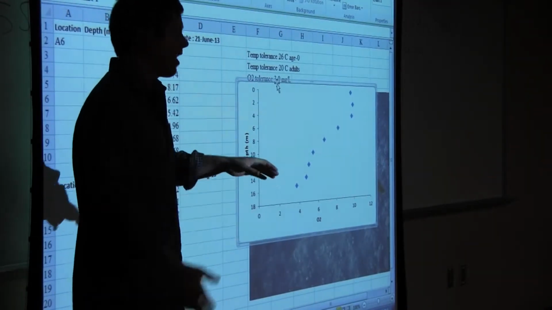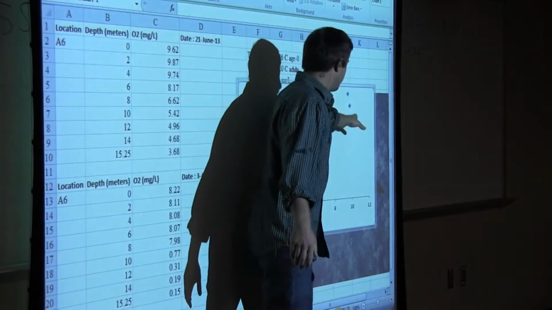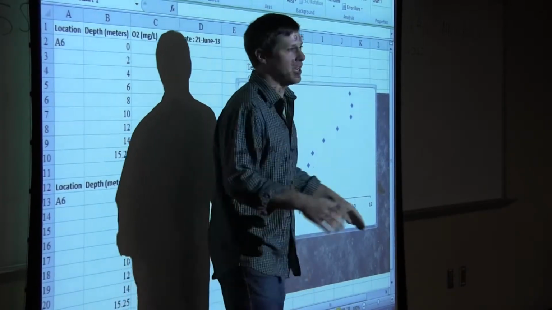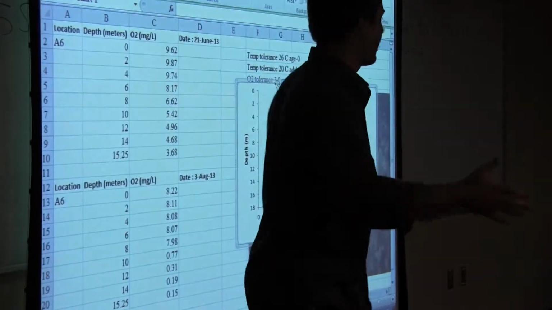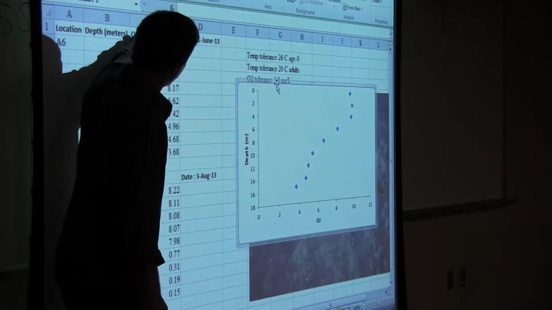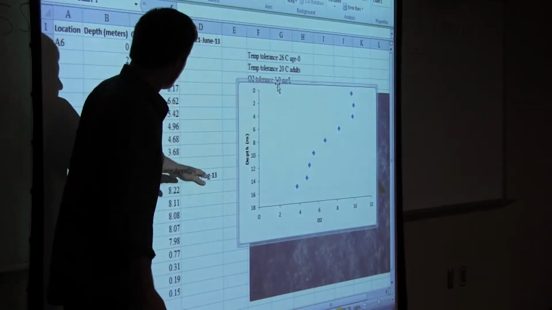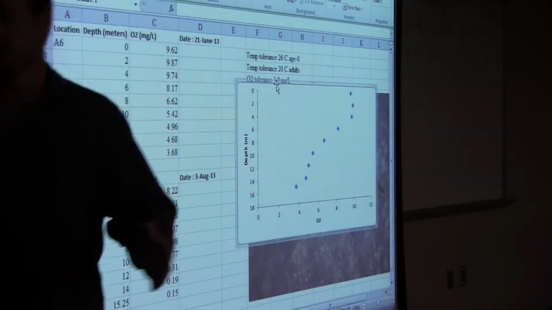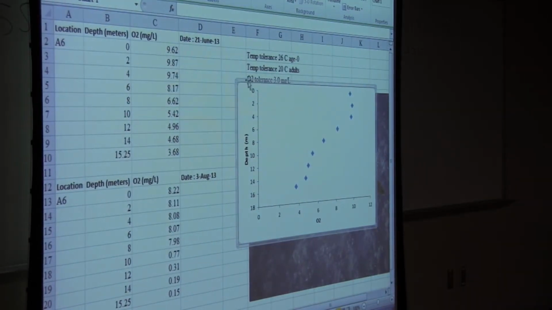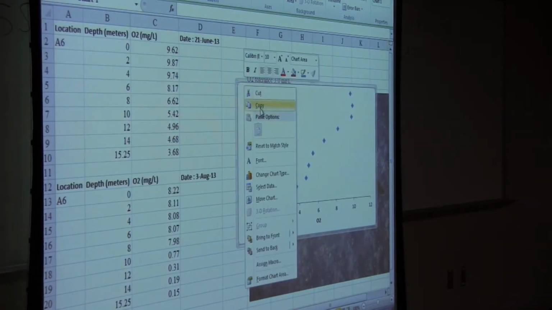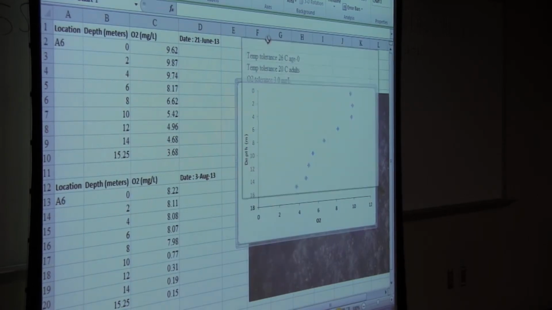So our next question is, how does this pattern, the amount of oxygen at different depths, change as the summer progresses, right? That's why I have 2 dates here. So here's June 21. We need to make the same figure for August 3rd, but you've already done it once. So all you need to do now is right-click on that figure, copy it.